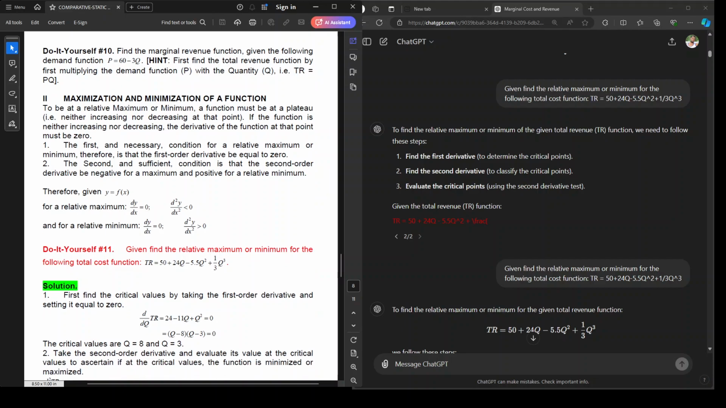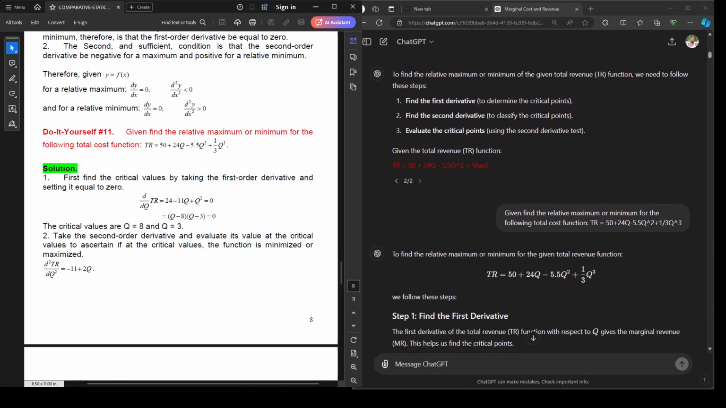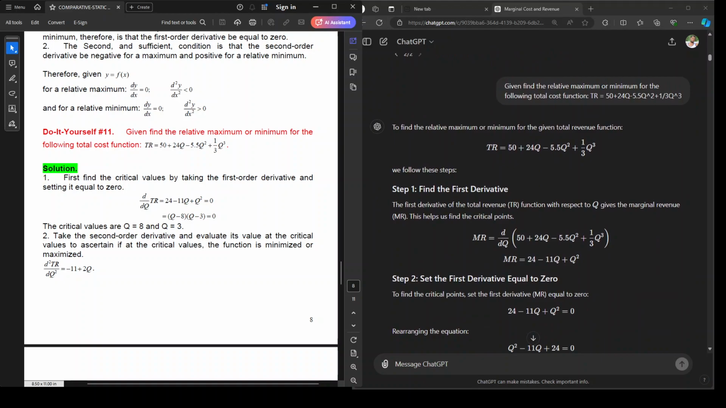So, do it yourself, here 11. We are having TR equals 24Q minus this, the way it is. Why do I prefer this? Because it is the only way I can write it on the computer and it comes out very well. But guys, after this, try it yourself on paper, just to prove your answers.